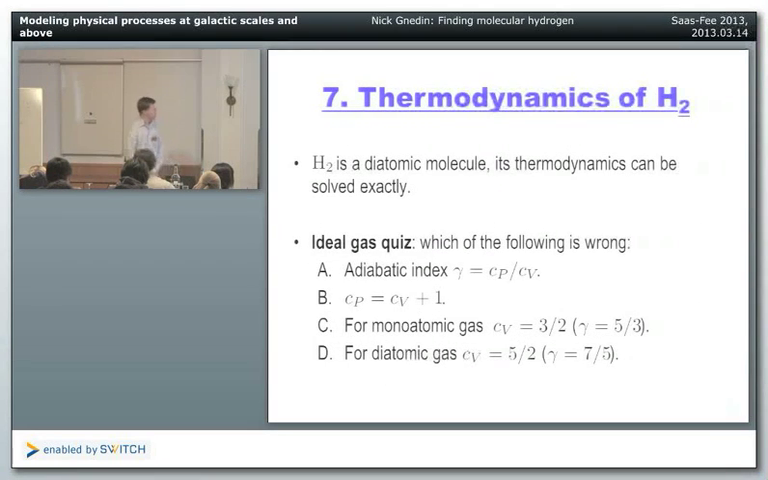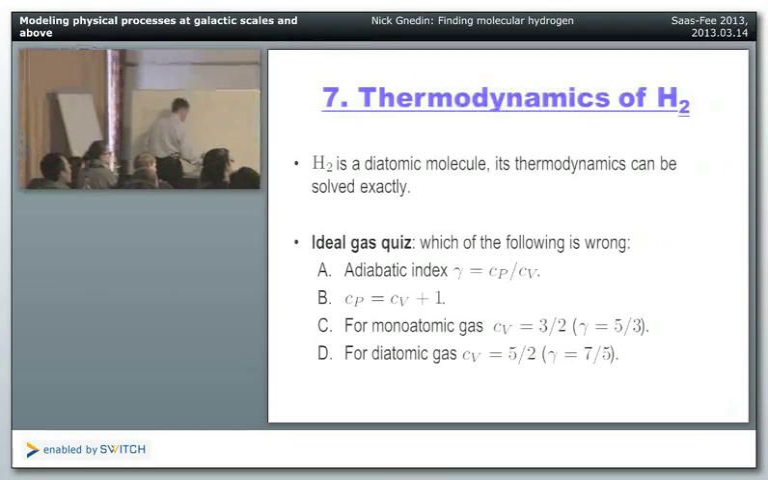It's the thermodynamics of H2. Right? So we know H2 is a diatomic molecule. And in this case, the thermodynamics can be solved exactly. Right? So if you now take ideal gas, and you all presumably studied ideal gas. Right? So there are 4 statements about ideal gas, one of which is wrong.